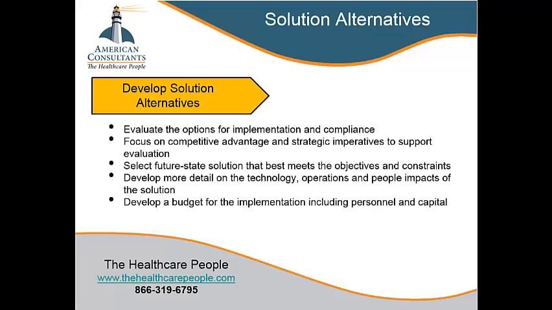So after you've done some of that and done your assessment, the beginning assessment, you're going to develop some solution alternatives. You need to be prepared that everything is not going to come out just like you plan. You're going to have to be ready to do some if-thens, evaluate your options for implementation and compliance, focus on your competitive advantage and strategic imperatives to support your evaluation, and select future state solutions that best meet your objectives and constraints. Develop more detail on your technology and operations and the impacts of the solution, and then make sure you have a budget, including your personnel, that will help you with that.